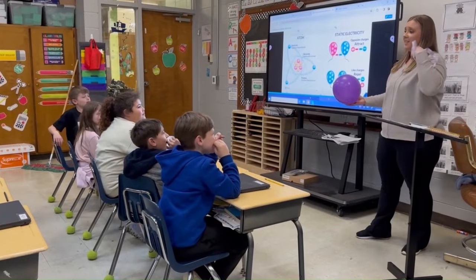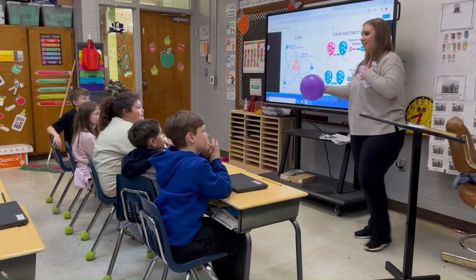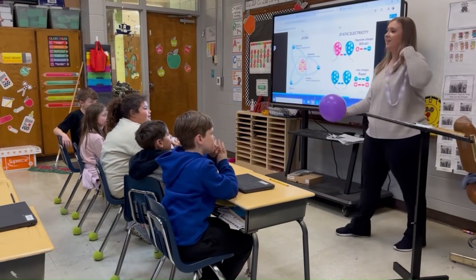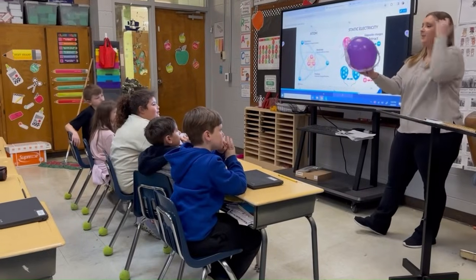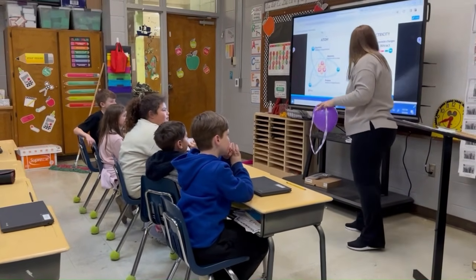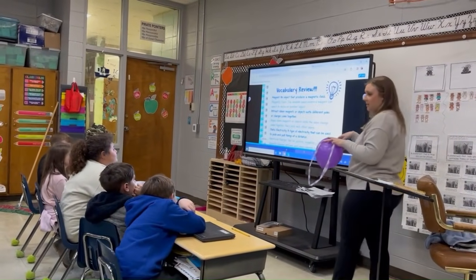You see when it touched me, you see how it was coming towards me? My body's not negatively charged because I didn't work up the friction, so this was drawn to me because I had an opposite charge. So it stuck to me, and once that happens, it loses that charge and doesn't work anymore. That was cool.